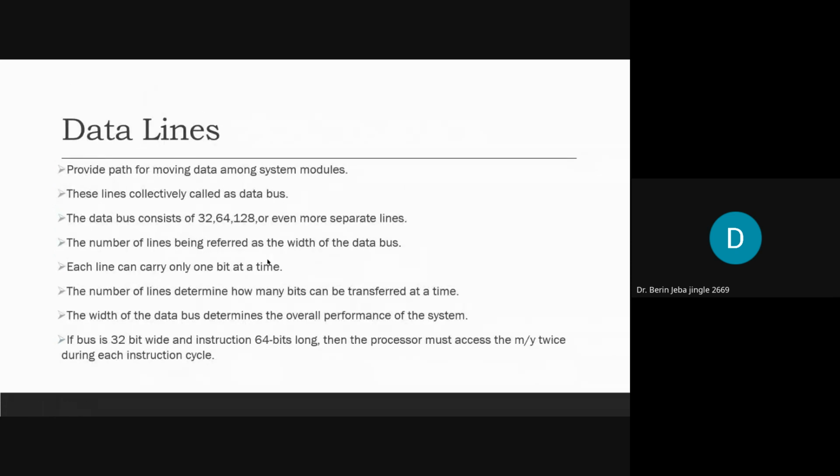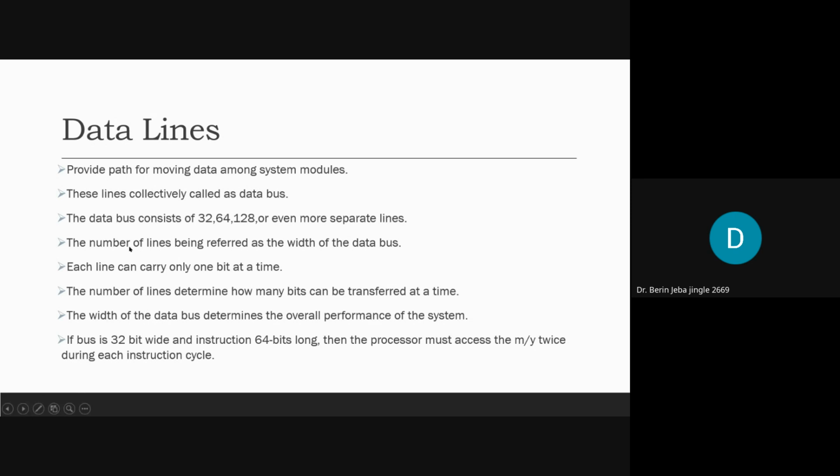First, we are going to study the data line. The data line provides a path for moving data from one system module to another system module. These lines are collectively called the data bus. The data bus consists of 32 separate lines, 64 lines, or 128 lines. At a time it can send 32 signals, or even more if we have more lines. As the lines increase, the performance capacity of the system also increases.